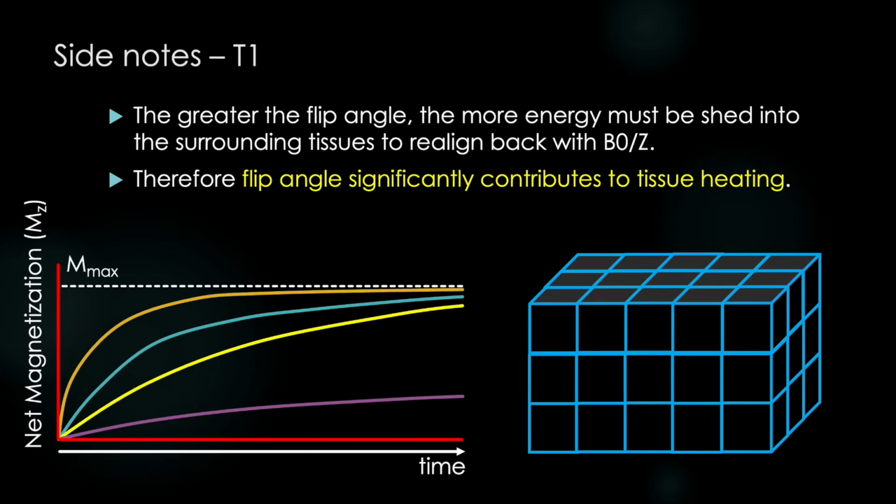Also, the greater the flip angle, the more energy must be shed into the surrounding tissues to realign back with the B0 z-axis. Therefore, as we said in previous lectures, the greater the flip angle, the more tissue heating we get.